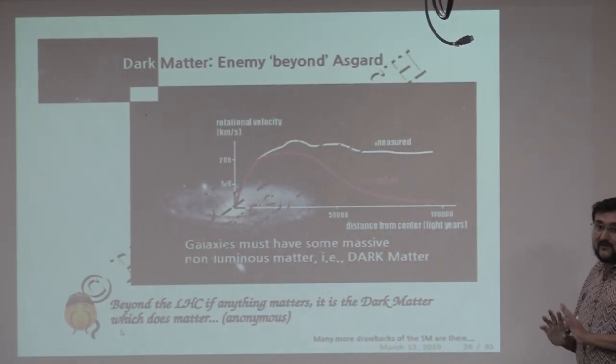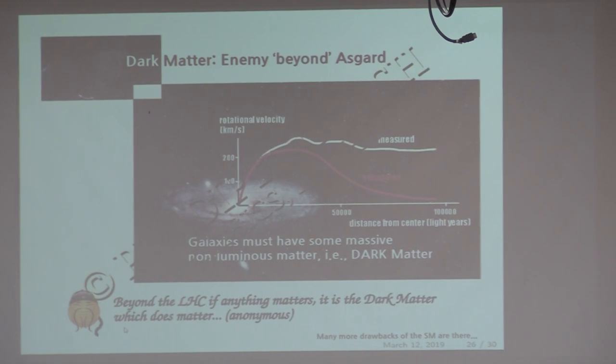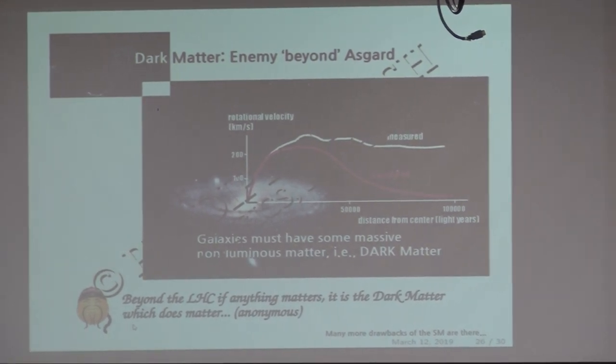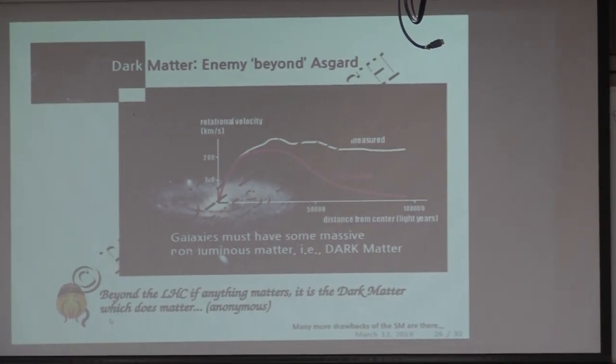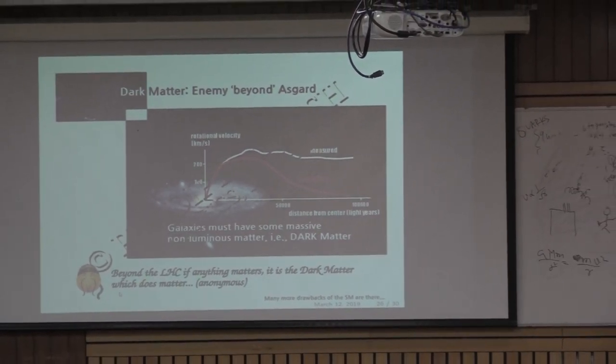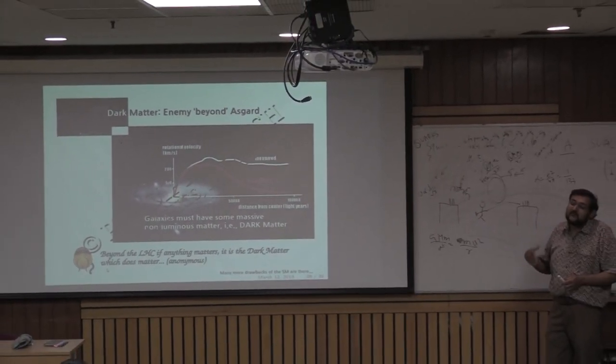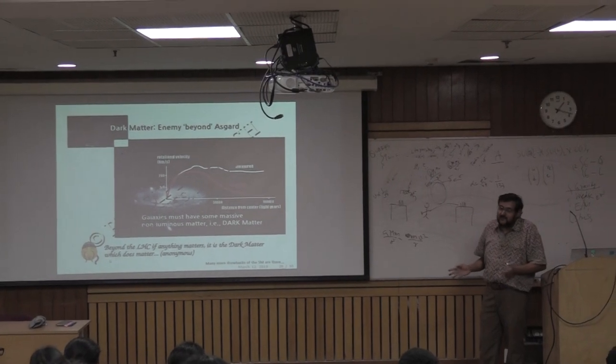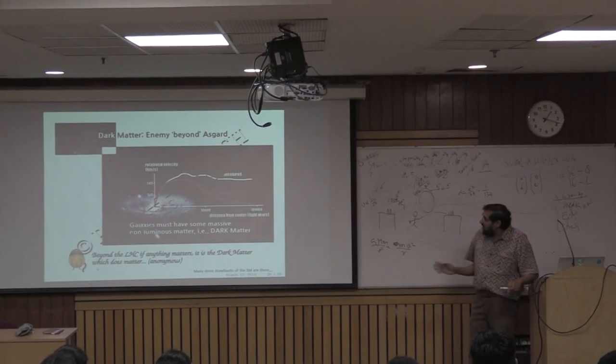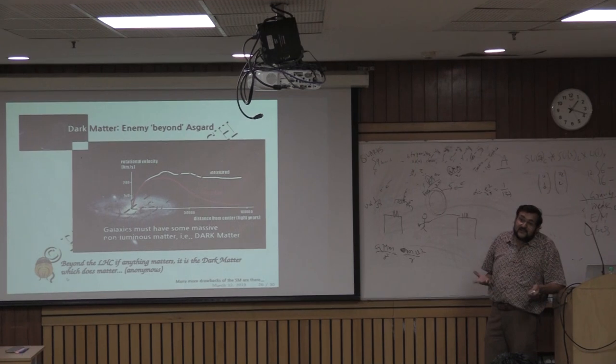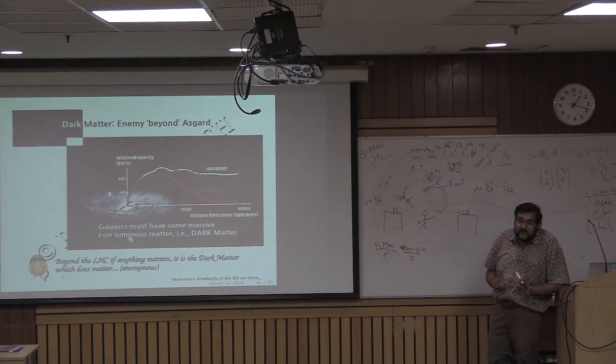So, what is that matter? We don't know. That is what we call dark matter. Now, whether the dark matter is a particle or something else, as of now, no one knows. Some people believe it's a particle, some people believe there exist non-particle models. Many things. And along with dark matter, there is also another big thing that is called dark energy. What is dark energy? Absolutely no idea.